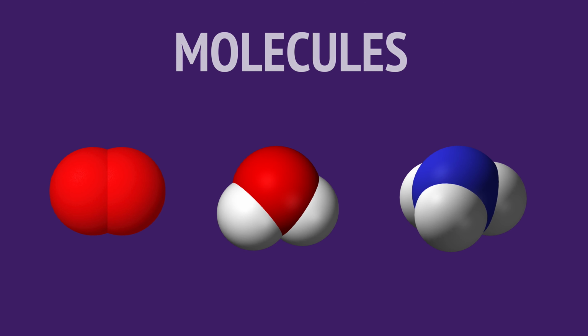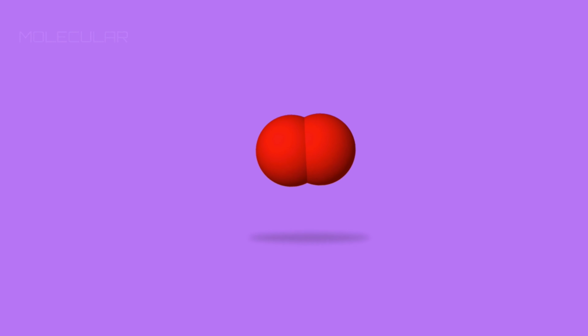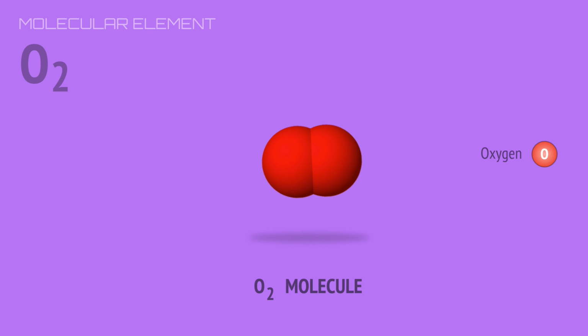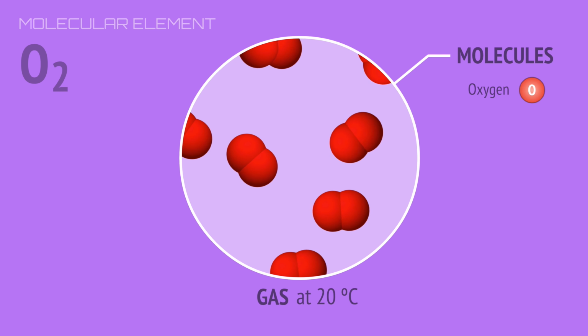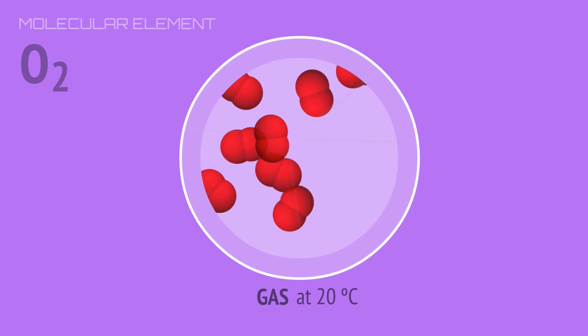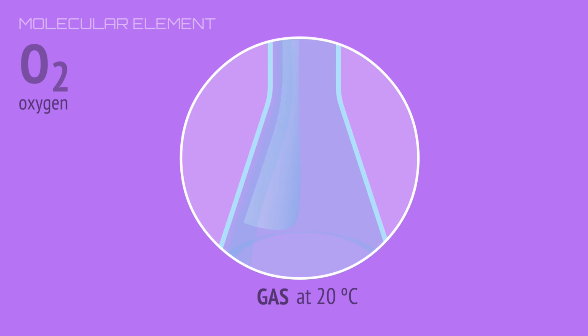Molecules are groups of atoms joined together by chemical bonds. This molecule has two oxygen atoms bonded together. These molecules exist as a gas at room temperature, the units of matter that make up the element oxygen.